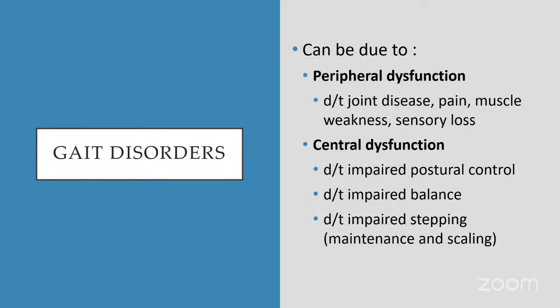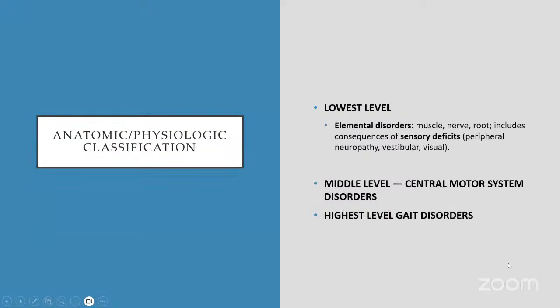So, going into the gait disorders, these can be due to peripheral dysfunction or central dysfunction. Peripherally, due to joint disease, pain, muscle weakness, sensory loss. Central dysfunction is due to impaired postural control, impaired balance, impaired stepping. In the anatomical and physiological classification, gait disorders are classified into lowest level, middle level, and highest level gait disorders.